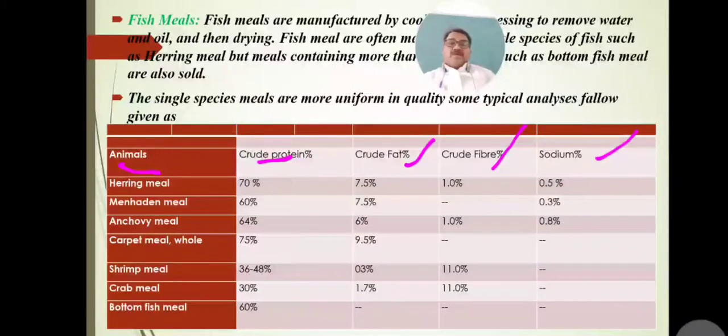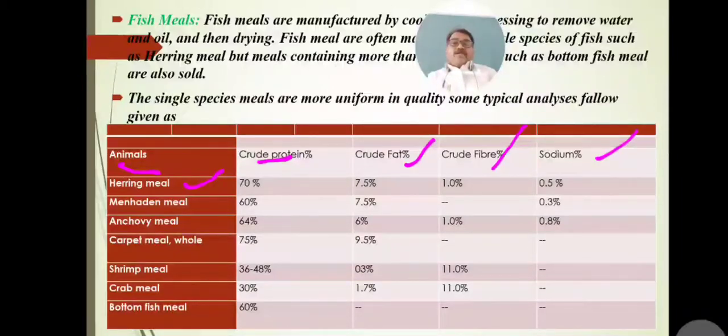The animals are listed on the left side of the table, with which animal possesses which specialty. First is the herring meal. This herring meal possesses crude protein 70%, crude fats 7.5%, crude fiber 1%, and sodium 0.5%.